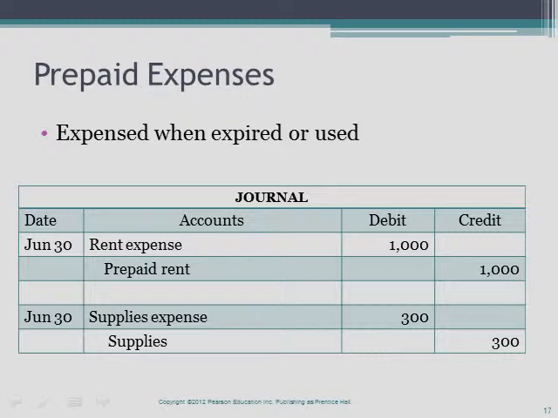For the supplies, only $400 of supplies were on hand at the end of the month. So that means $300 of supplies were used. We started with $700. We have $400 left at the end of the month. That means we used $300. So our inventory of supplies went down. Supplies is an asset account, so we credited the supplies asset account, and we debited the supplies expense account, which is an income statement account.